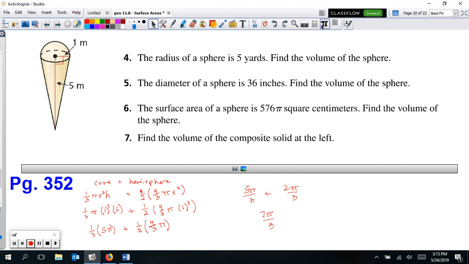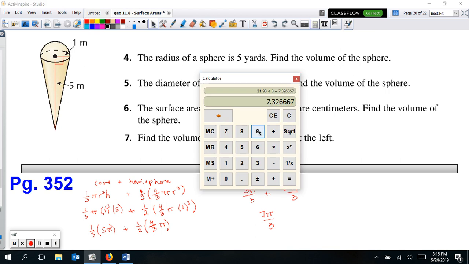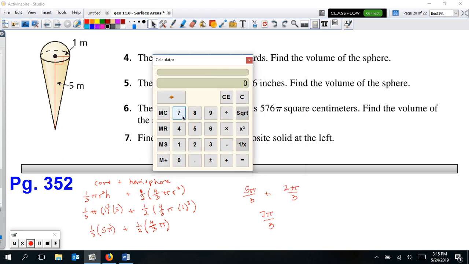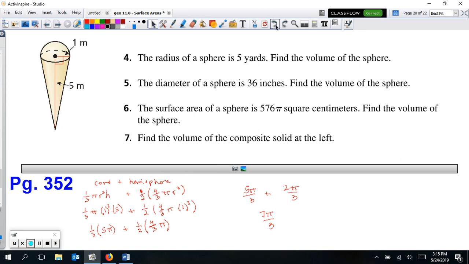And then if we want to do this on the calculator, we would say 7 times 3.14, and that would equal 21.98, and then divided by 3 is equal to 7.33 if we round it to 2 decimal places. So our final answer as a decimal would be 7.33 meters cubed.